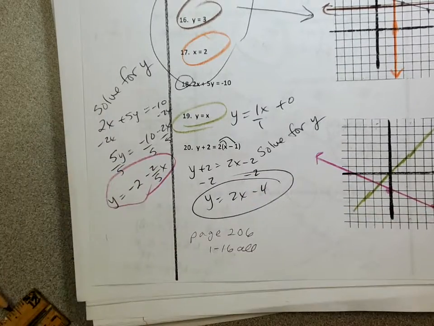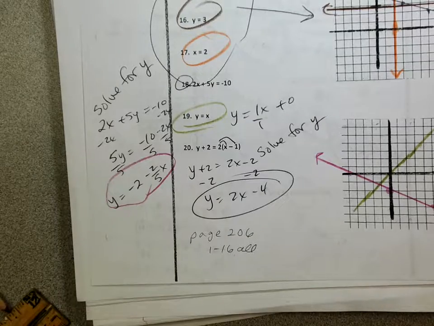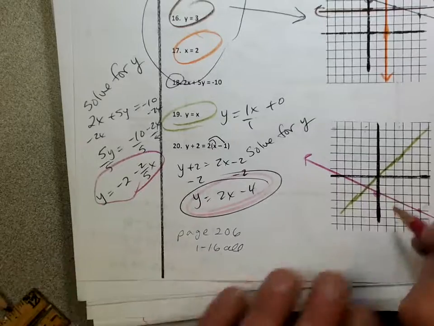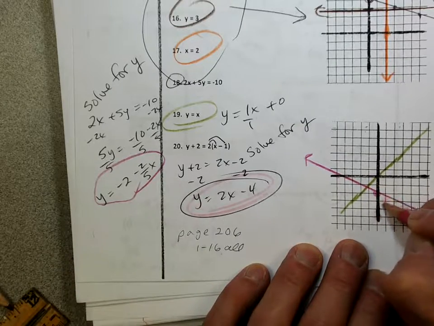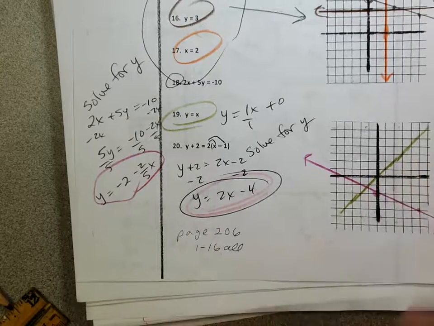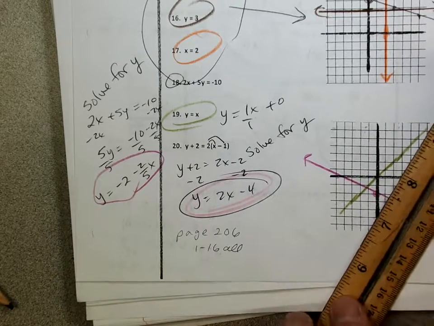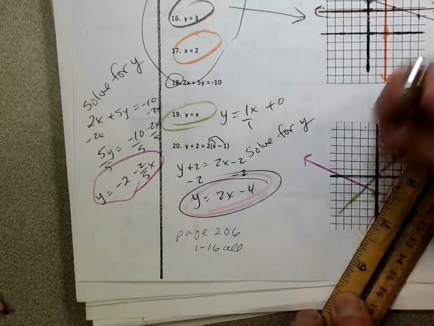All right, let's put that one. Let's see what kind of colors I have. I got a pink. How about pink, huh? So start at negative 4. 1, 2, 3, 4. Up 2 over 1. All right, put that one in there. Pink's kind of hard to see, isn't it? Yeah, that's better.